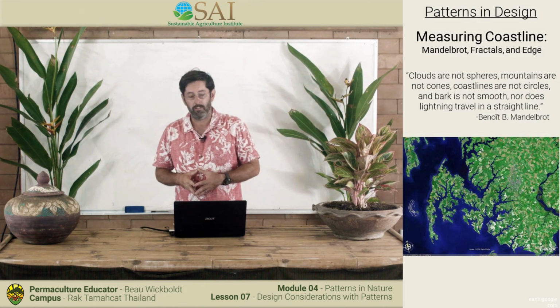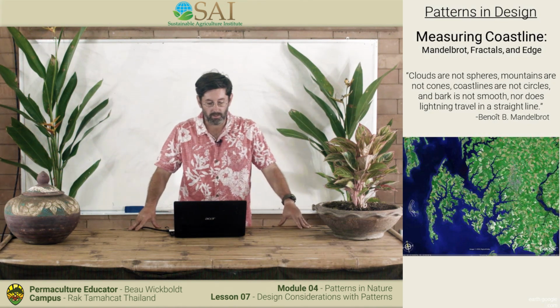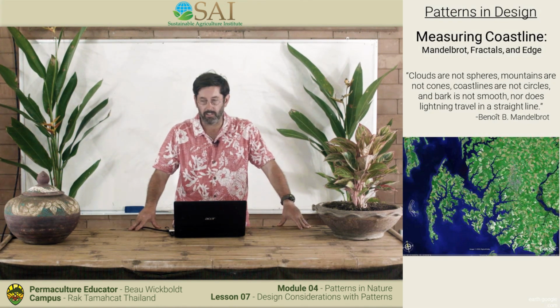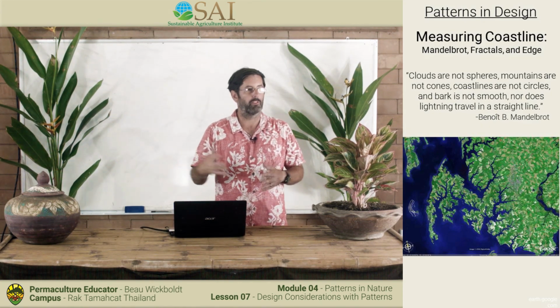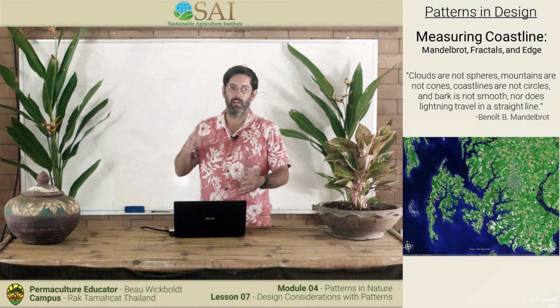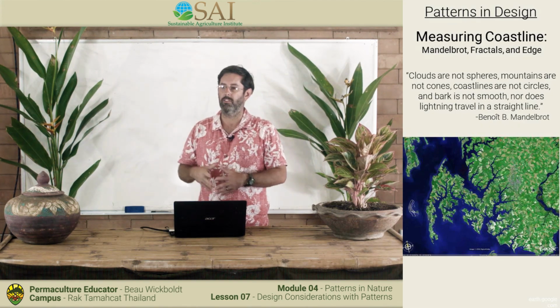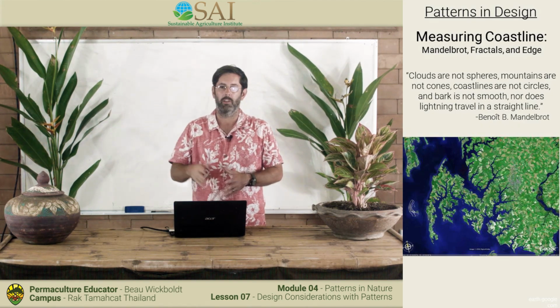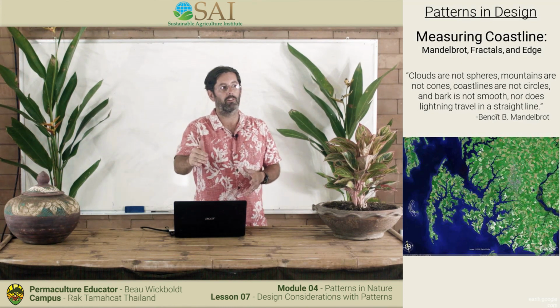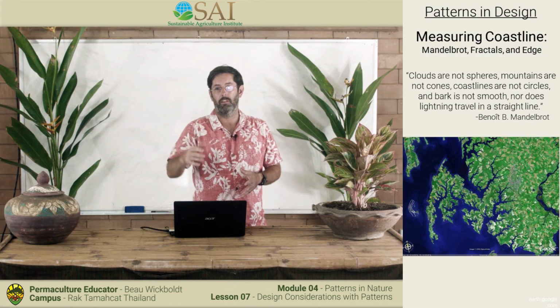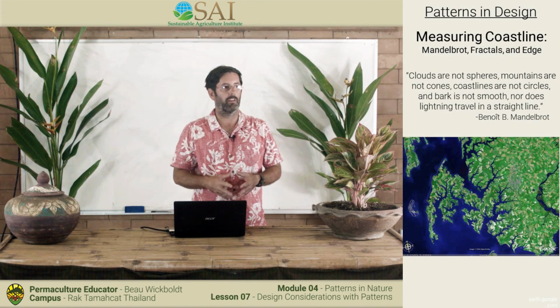Clouds are not spheres, mountains are not cones, coastlines are not circles, and bark is not smooth, nor does lightning travel in a straight line. And that's a quote by Mandelbrot when he was describing fractals in nature and how when you look to natural patterns, we see these types of replicated fractals. And when we go to study those ecosystems, we find those ecosystems to be much more abundant. The abundancy of the ecosystem is tied to the increased edge.